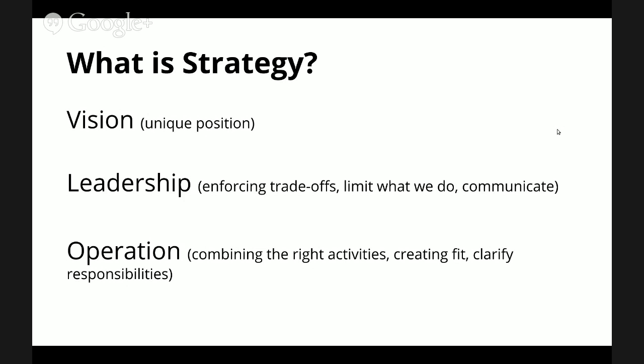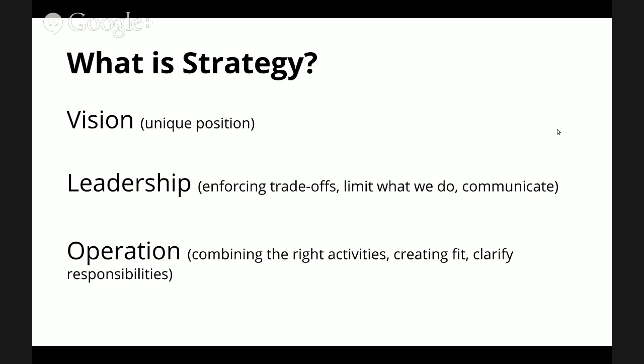Leadership. It's the people who are leading the effort, right? And one of the most important things about leadership is enforcing the trade-offs. It's saying no to things. It's saying no to things that we cannot do in order for us to do things that we need to do. And it's also the burden of communication very much lies on the leadership.